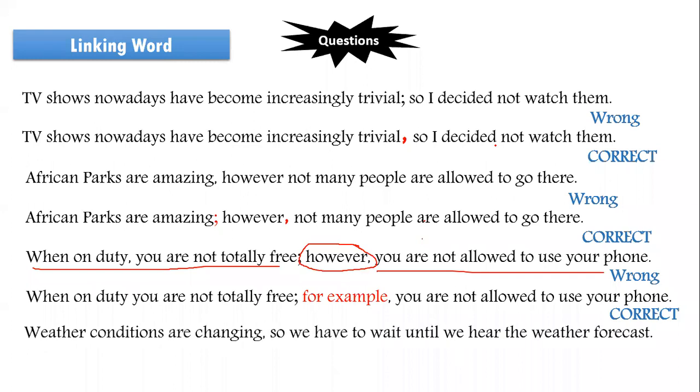How about this one? Weather conditions are changing, so we have to wait until we hear the weather forecast. Is this sentence correctly used concerning punctuation and meaning? Good, Hannah. Very good, Yusuf, Wael. Correct, Muhammad, mashallah. Yes, shabab. The meaning here requires so, and so is one of the fanboys, and fanboys are preceded by a comma, and that's exactly what's happening. So the sentence is correct as it is, mashallah.